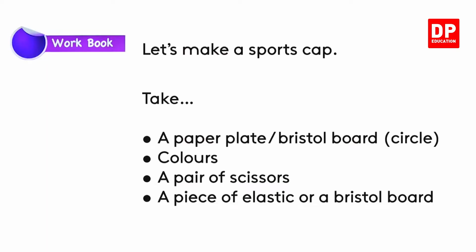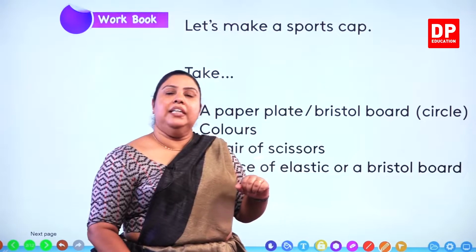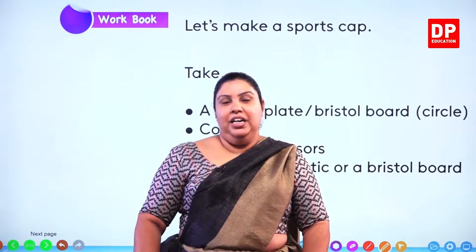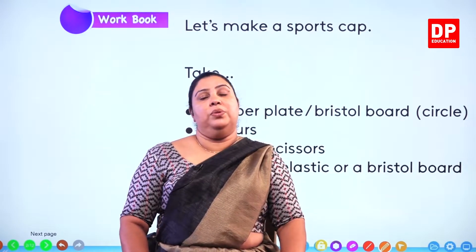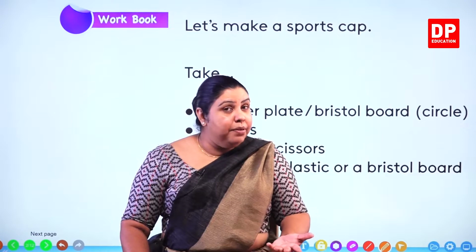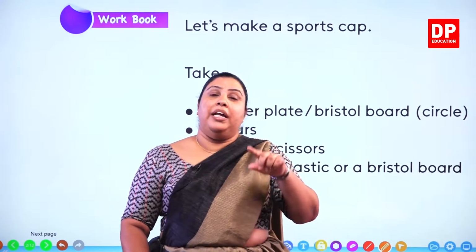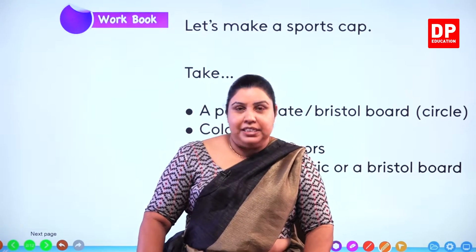Paper plate එකක් හරි bristle board එකක් හරි. Now it says bristle board circle. Circle එකක් bristle board එකකින් circle එකක් කපා ගන්න ඕනේ. Either you can take a paper plate. Paper plate is also a circle. If you don't have a paper plate, you can take a bristle board and you can cut out a nice and beautiful circle with a bristle board.